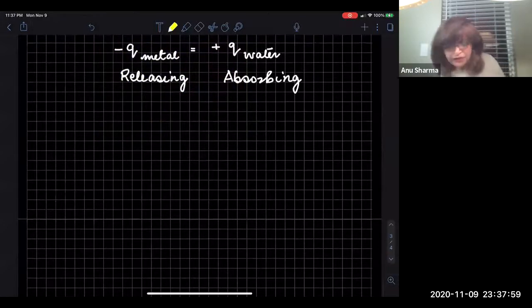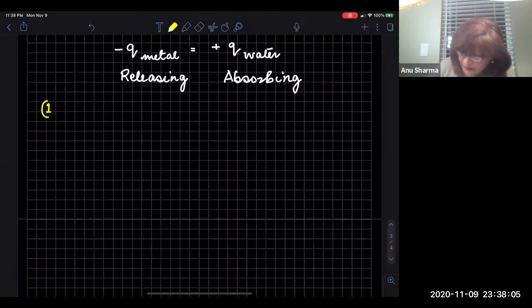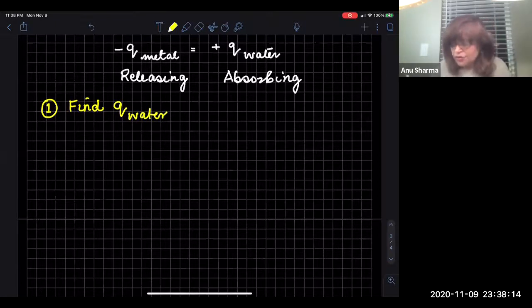Okay, so here is your releasing. So what you're going to do here first, so there are certain steps. Step number one here is find the Q of water, because you know the mass of water, you know the specific heat of water, and you know the temperature change of water. Okay, so let's do that first. So that's for the water.